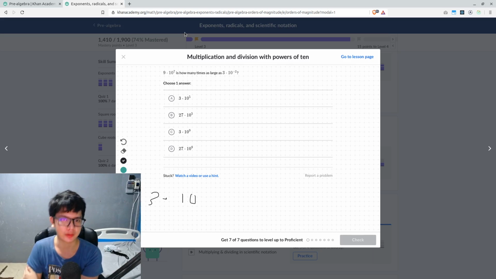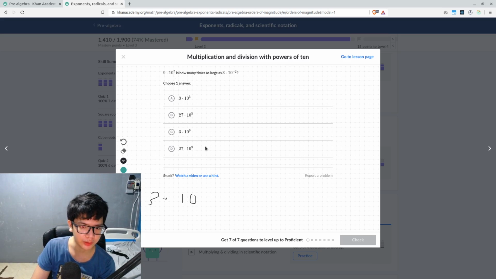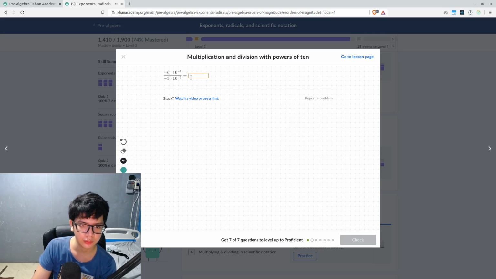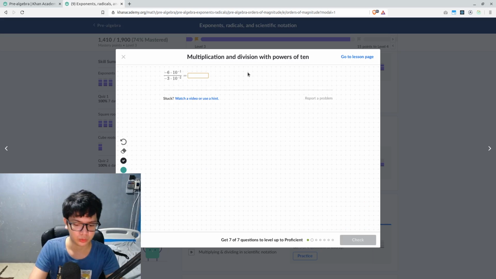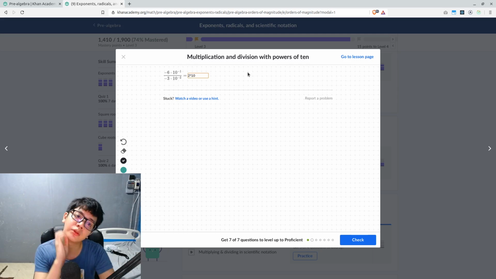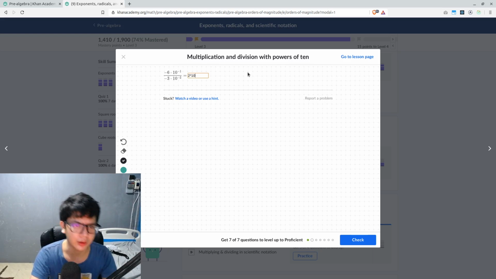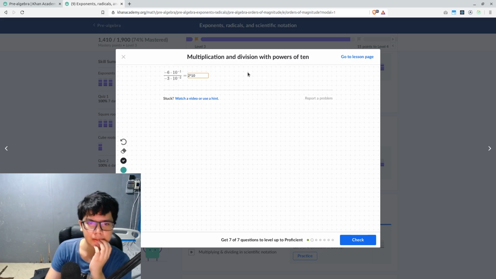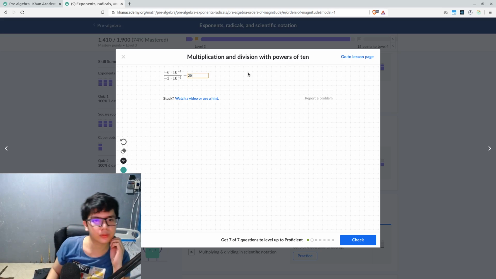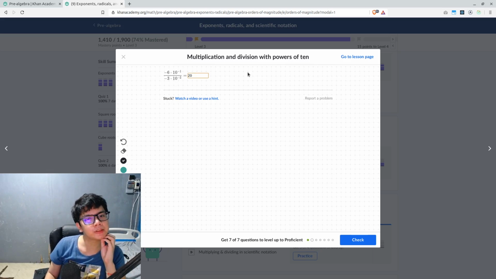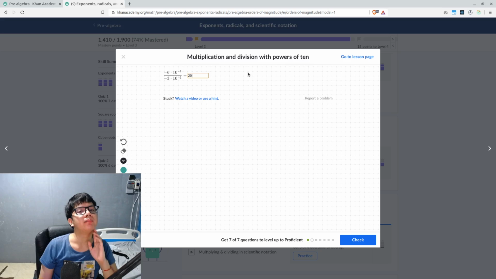I'm dividing. So if I divide, we're adding 10. 3 times 10 to 9. Okay. 2 times 10. Okay, negative 1 minus 10. Come on. 10. Let's see. Negative 1.